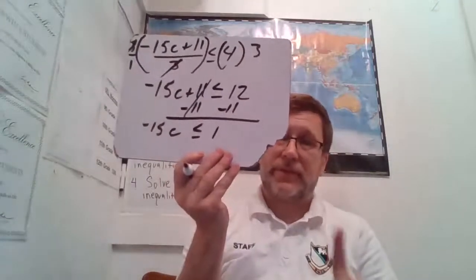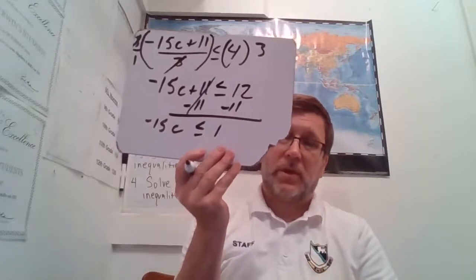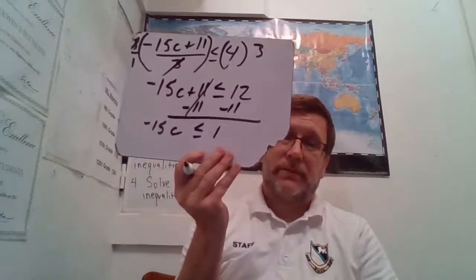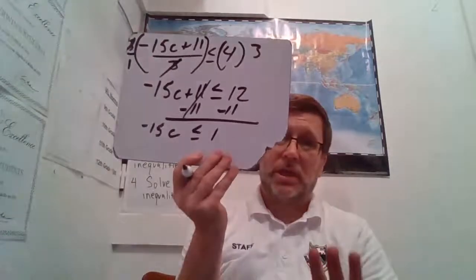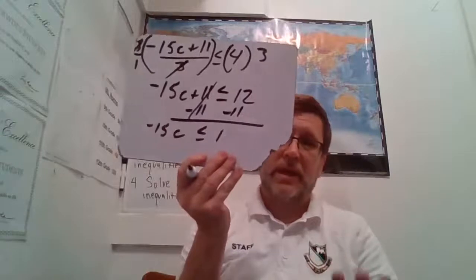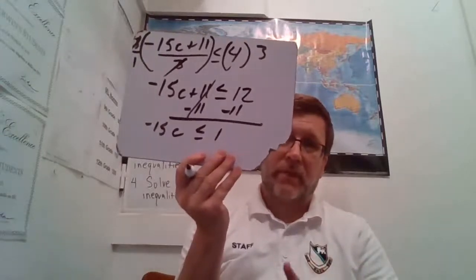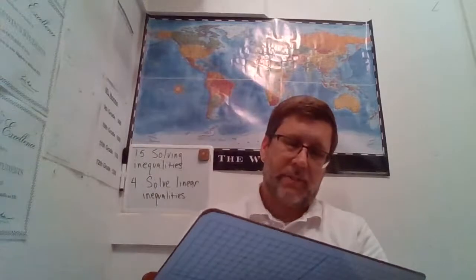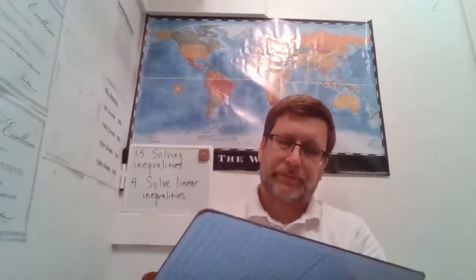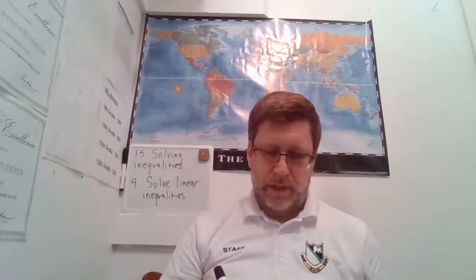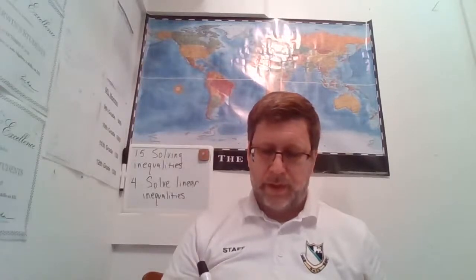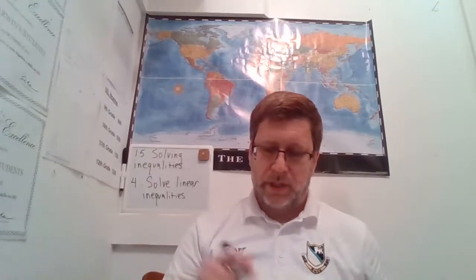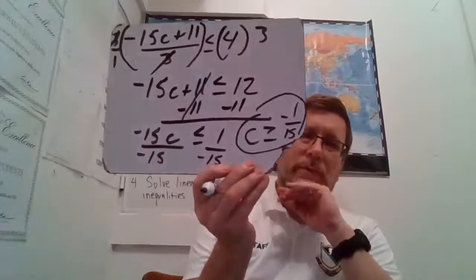This is the first time you might see this. We are dividing by a negative number, which is going to change, we'll flip the sign. The negative number is negative 15. Divide both sides by negative 15. Okay, and it flips the sign. C now is greater than or equal to negative 1 over 15.